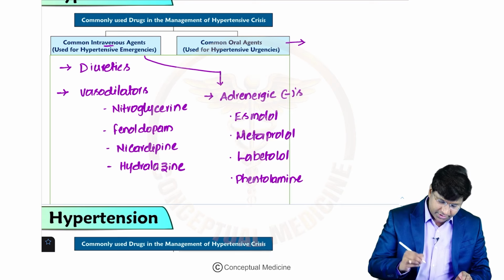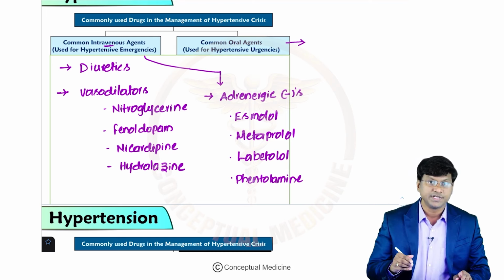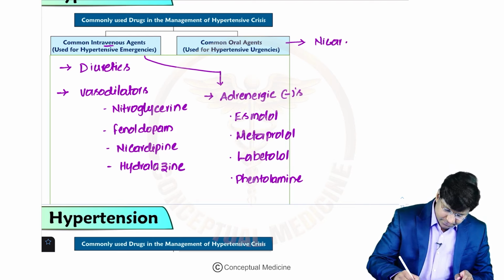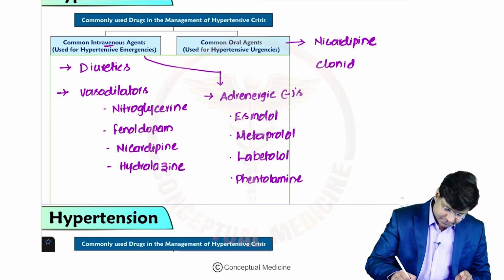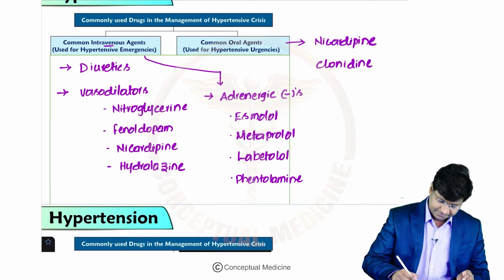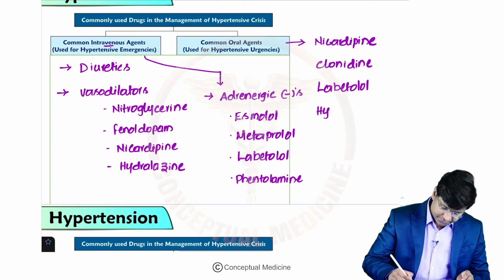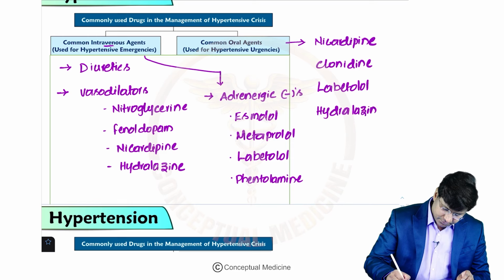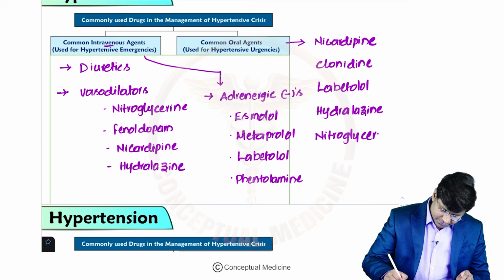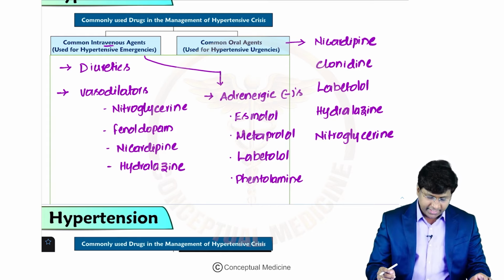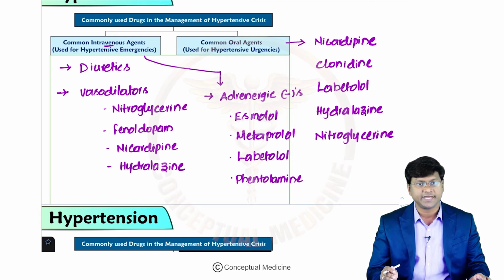Now you need to know what drugs we give for hypertensive urgency. For hypertensive urgency, the route of administration is the oral route. The drugs being used are nicardipine, then clonidine, next labetalol, and next hydralazine, and next nitroglycerin. So these are the oral agents which are given for hypertensive urgencies. So intravenous agents for hypertensive emergencies and oral agents for hypertensive urgencies.